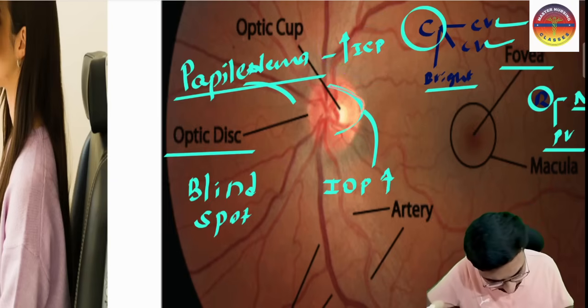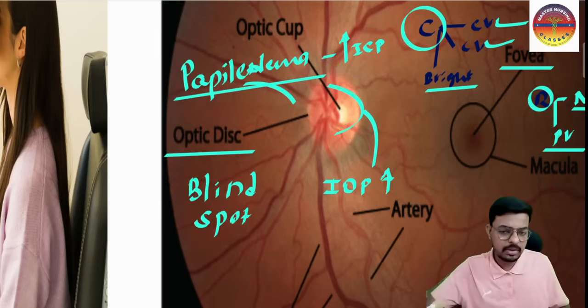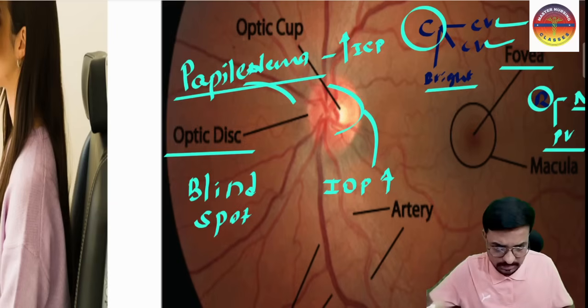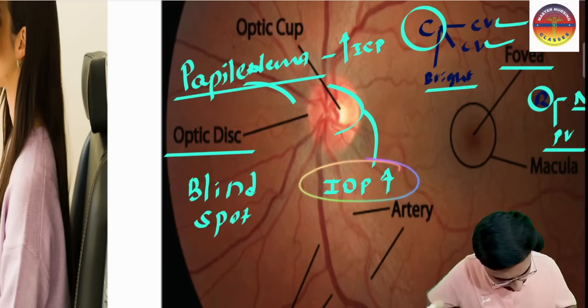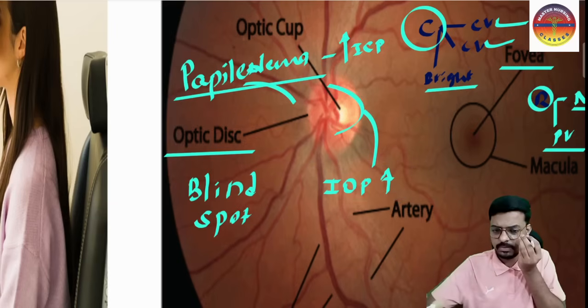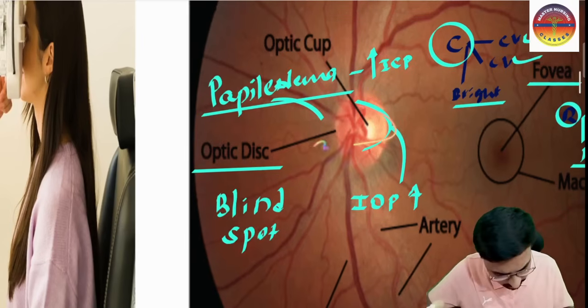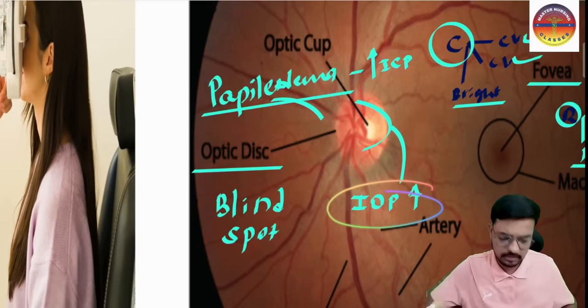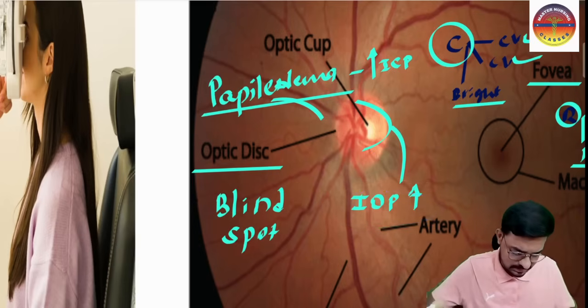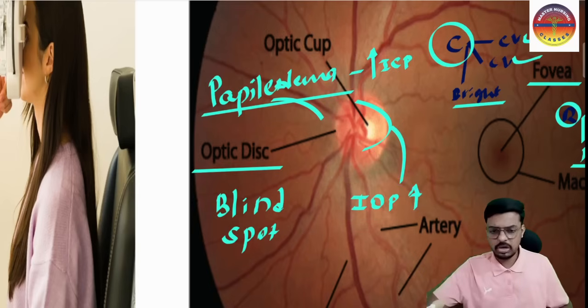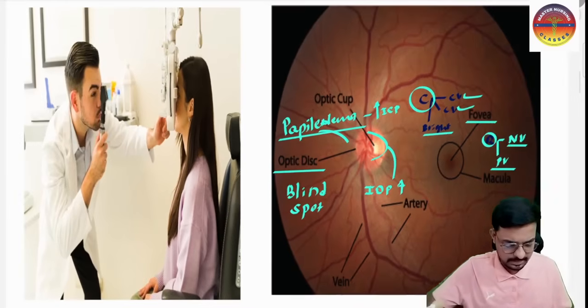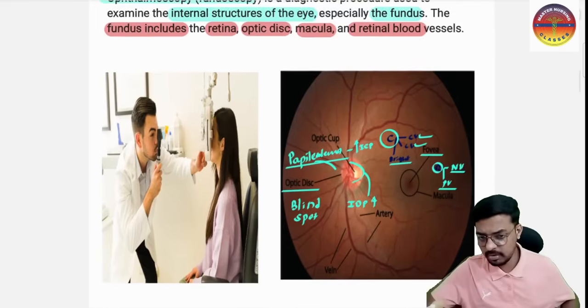And the cupping of the optic disc is what we call increased intraocular pressure. It means when the pressure inside the eye is increasing, it will pull the disc out. So the outward bulging is happening, and that is what we call cupping. That is seen in raised IOP, that is in glaucoma. I hope it is very much clear, right? Yes sir. So all of these things are very important for your exam.